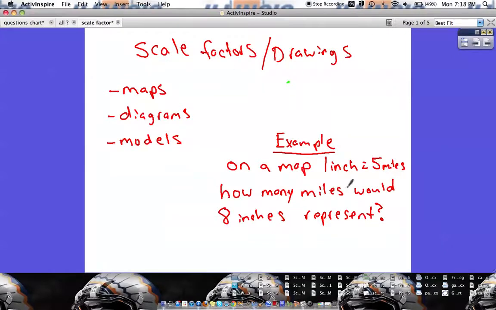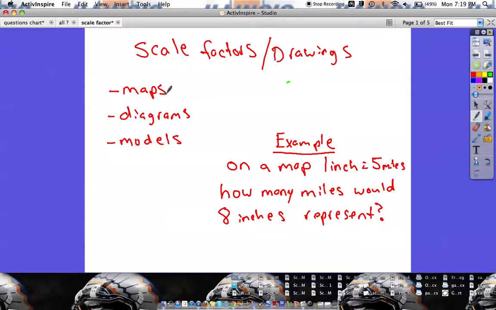All right, for the last section in our ratios unit that we've had here, we're going to look at some scale drawings. And once you're done with all this, you're going to actually be making your own scale drawing of your choice, what you would like to do. So for this, basically, you've probably seen scale factors or scale drawings before.